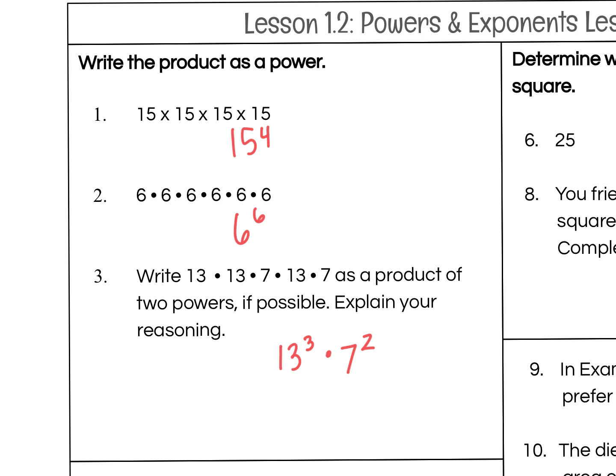Now it says, explain your reasoning. Okay, what is that showing? Does it matter if I put it this way? Does it matter if I put 7 squared times 13 cubed?